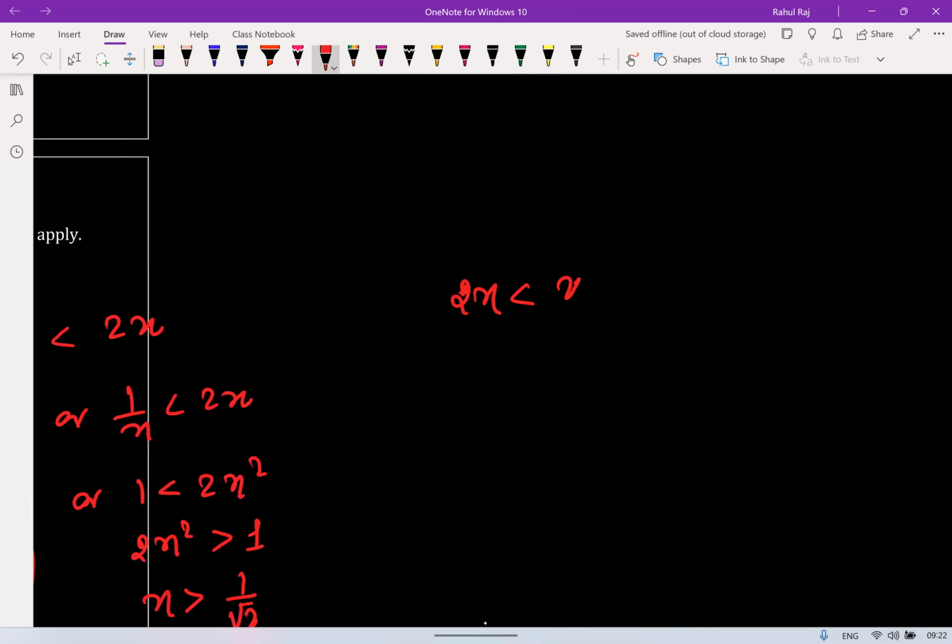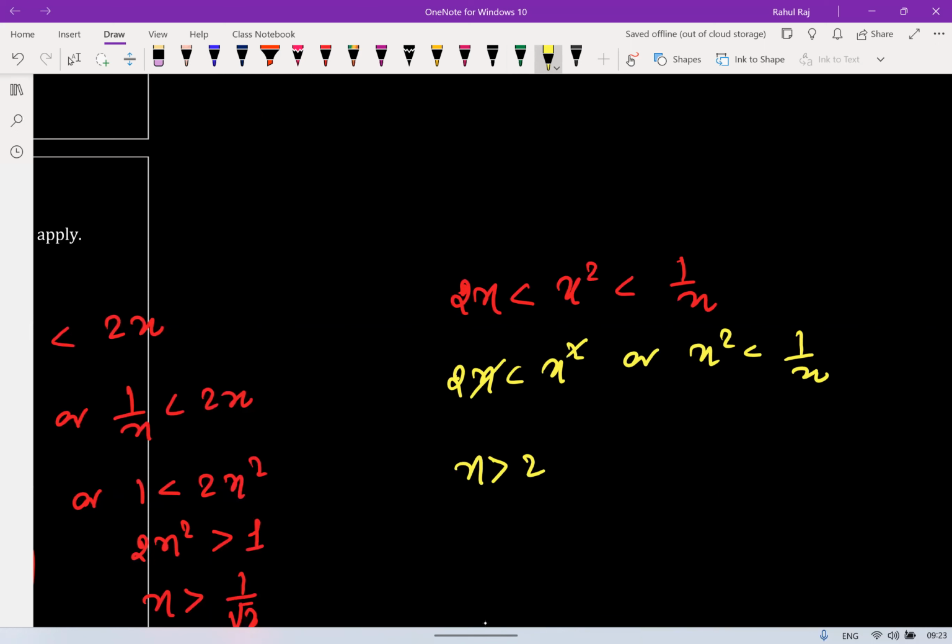2x is less than x square, which is less than 1 by x. So I can do first this: 2x is less than x square, or x square is less than 1 by x. So this cancels out. X is greater than 2, or x cube is less than 1, that is x is less than 1. Now x is less than 1, x greater than 2.